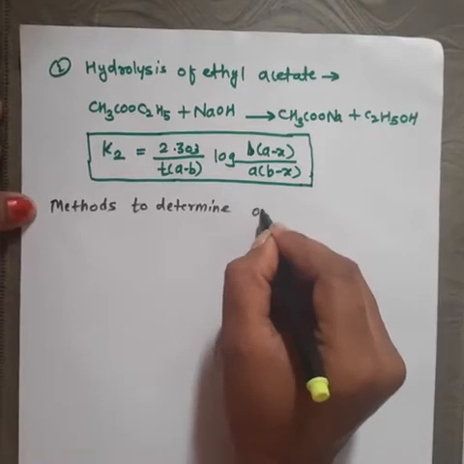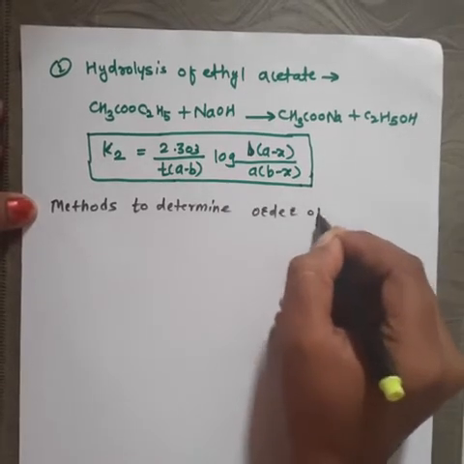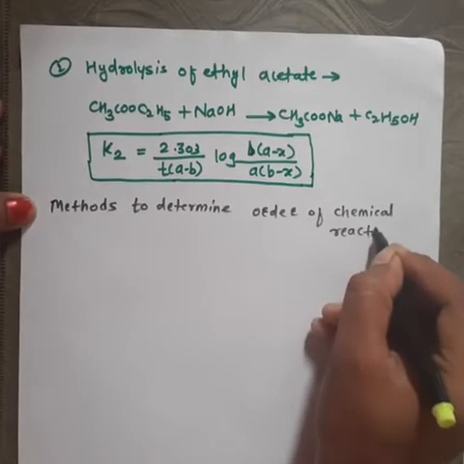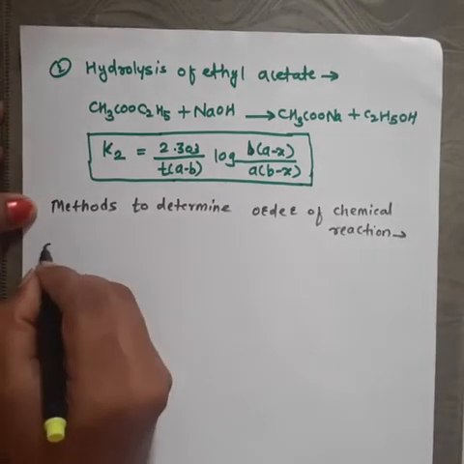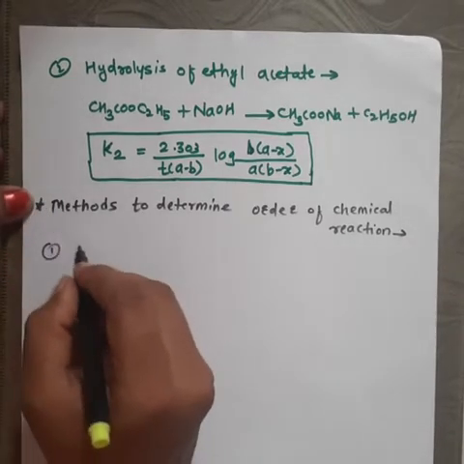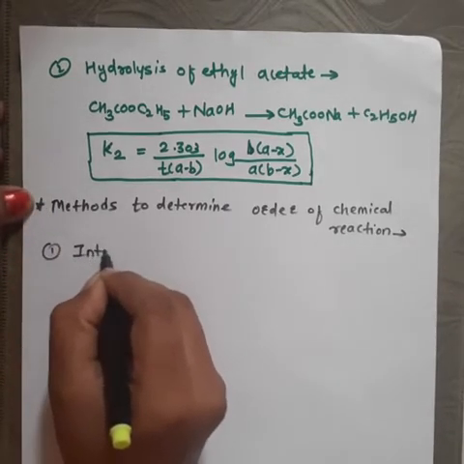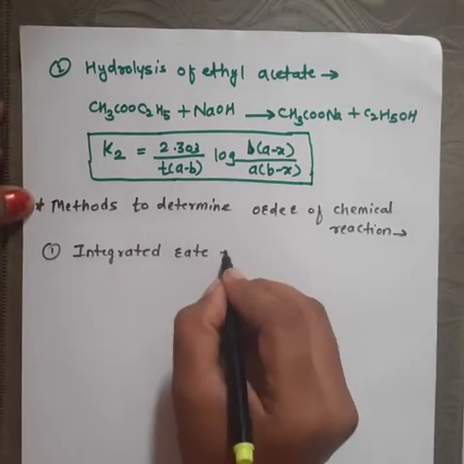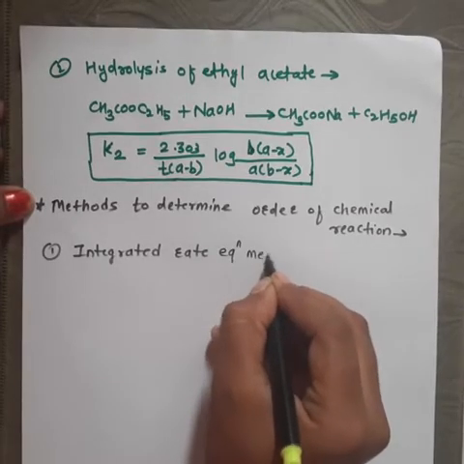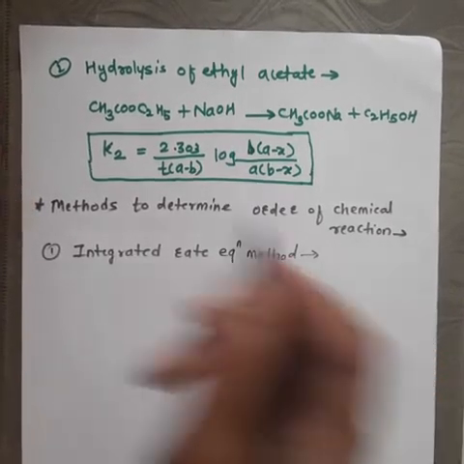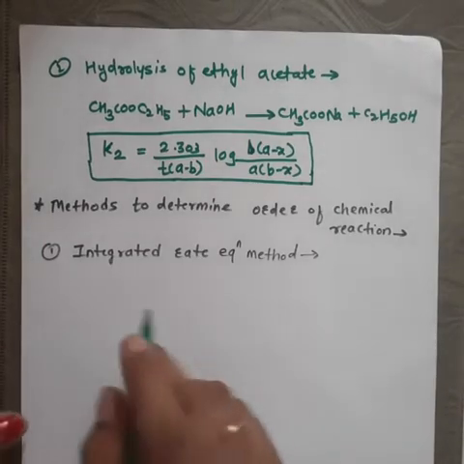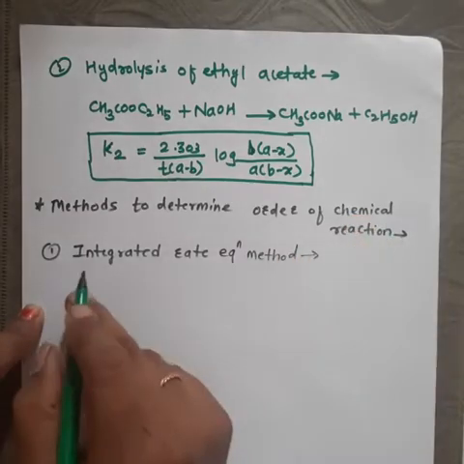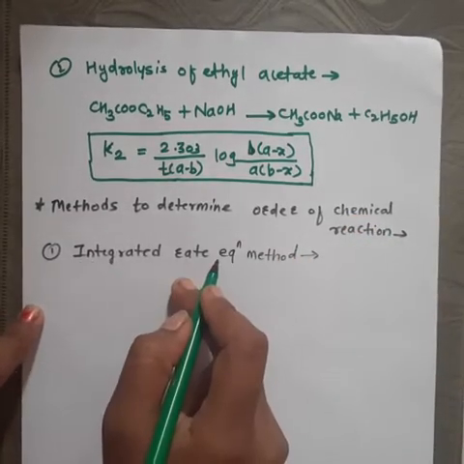the order of a chemical reaction. So the first method is the integrated rate equation method. This is one of the important points, that in this we will study how we can determine the order of any chemical reaction. So the first one is the integrated rate equation method.